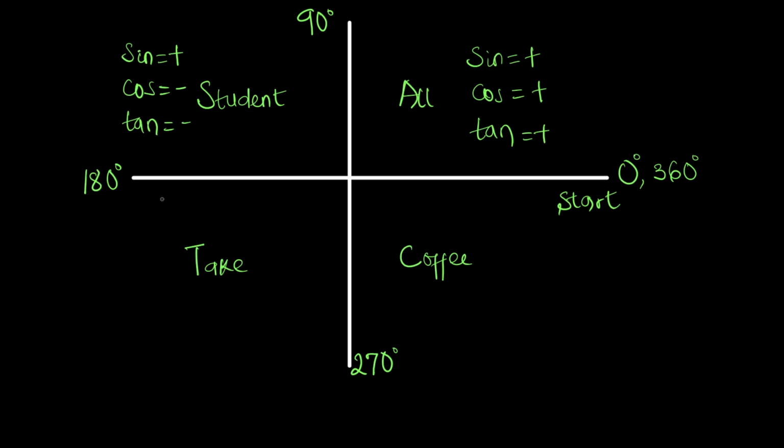Proceeding further, our third quadrant explains that the tangent, which is T, is positive, which entails that every other thing is negative. For our last quadrant, we are going to have that only our cos will be positive. So from here, we are going to have that sine is negative, cos is positive, while our tangent is negative.